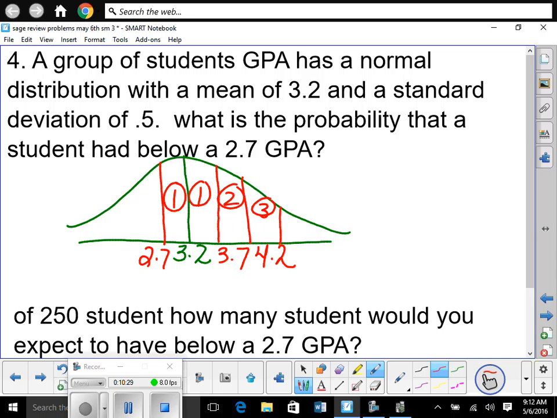Okay, it says what's the probability a student had below 2.7? So let's keep going. This would be within 2 standard deviations and then 3. So then don't we know the probabilities for normal distributions? Yeah? You gotta have these down in your head. Won't 34% fall within 1 standard deviation above and below? Then remember, 2 standard deviations would be 13.5 that fall within 2 standard deviations.